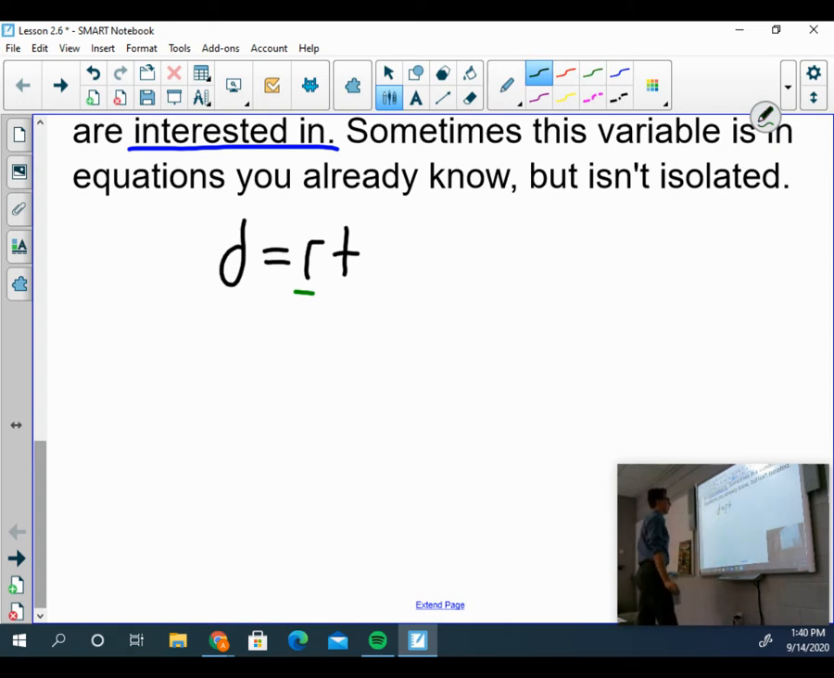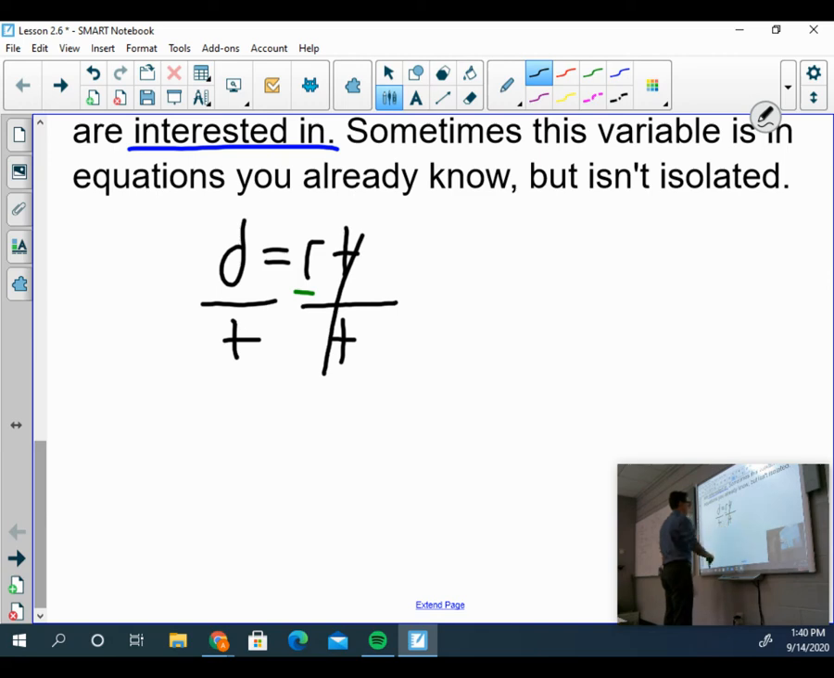Well, I need to get R by itself. R is being multiplied by T, the variable for time. So I divide both sides by T. Again, the T's will cancel, but D and T are not like terms. So I'm just going to leave it as D over T equals R.